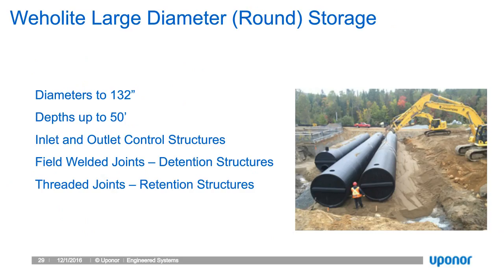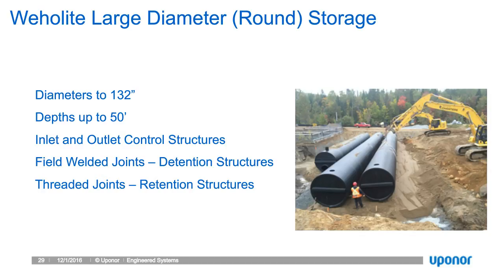So again, as I mentioned, we have two solutions, and Grant kind of covered this. We have the wheelite large diameter round storage structures, where we can produce manifolds in up to 132 inches, or 11-foot diameter. We're one of the few manufacturers in the world that can produce detention and retention structures of this scale. And depending upon diameter, soil condition, and water table, we can accomplish depths of up to 50 feet.